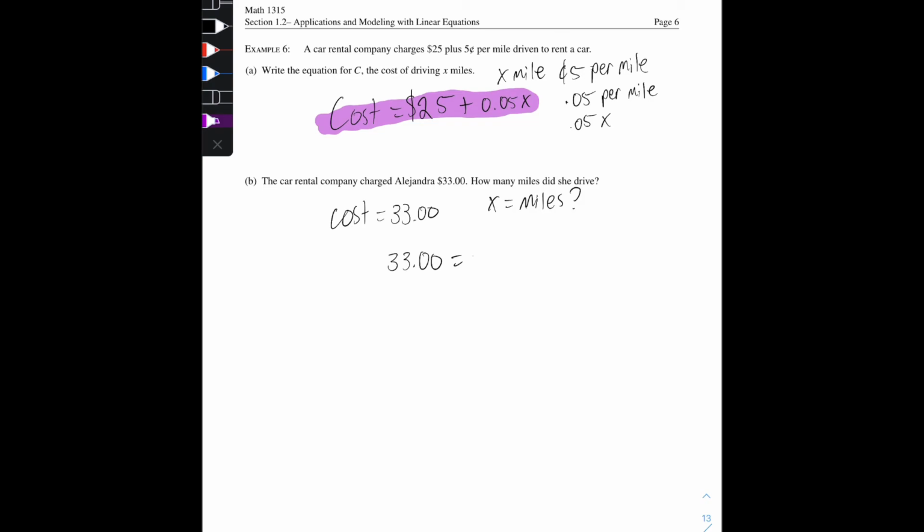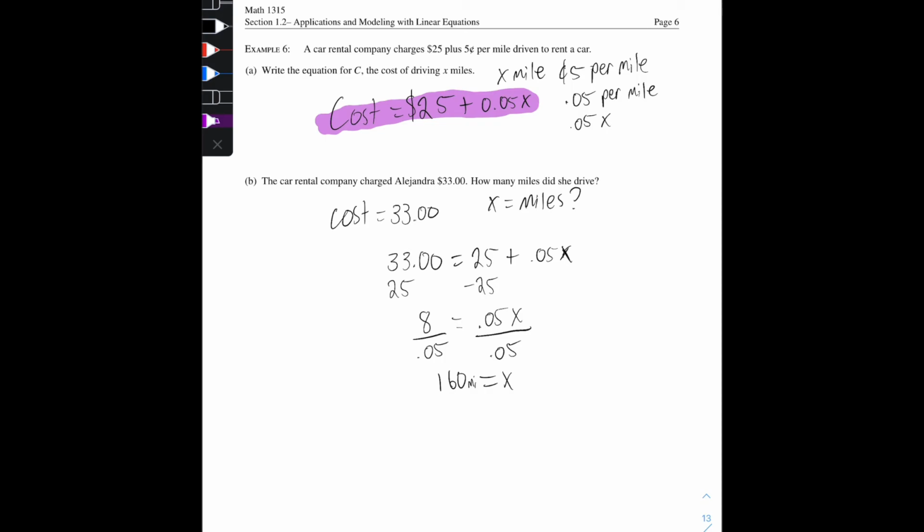So our equation is telling us we have our standard fee of $25 plus our 5 cents per mile, where x is our miles. Okay, subtracting 25 from both sides, we can use this equation to figure out what our mileage is going to be. 0.05x equals 8, and if we divide by 0.05, we get x equals 160 miles.